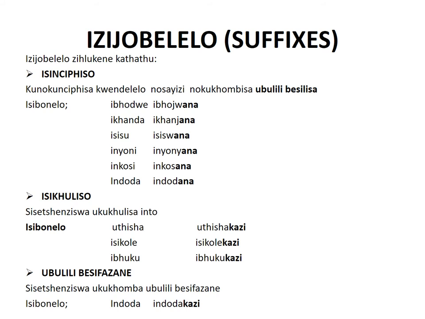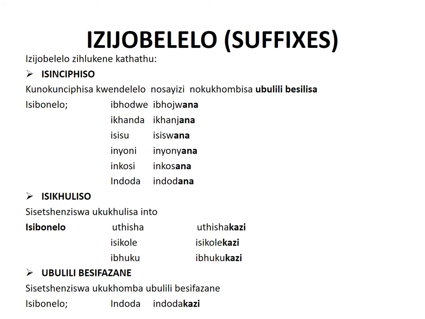Zihlukene kathathu ke izijobelelo: kukhona isinciphiso, kukhona isikhuliso, kukhona ubulili besifazane. What is a suffix? A suffix is a letter or group of letters added at the end of a word which makes a new word.